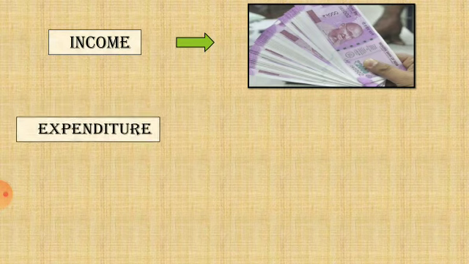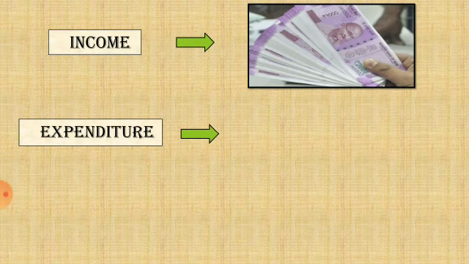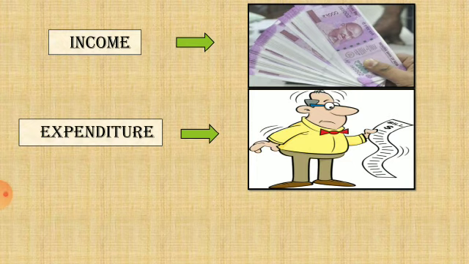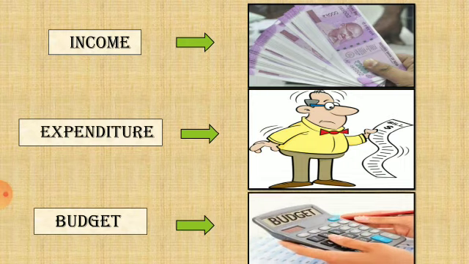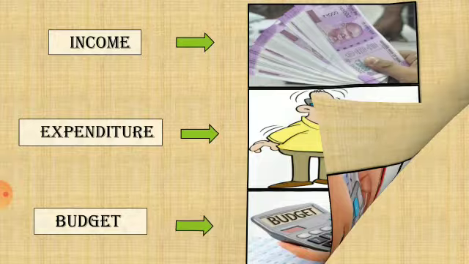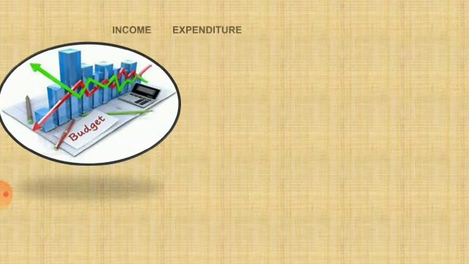Expenditure. What is expenditure? The amount of money that you spend to buy things is called expenditure. Budget. Budget is an estimate of income and expenditure for a set period of time. Now, there are three scenarios as far as budget is concerned. Let us take the first scenario.